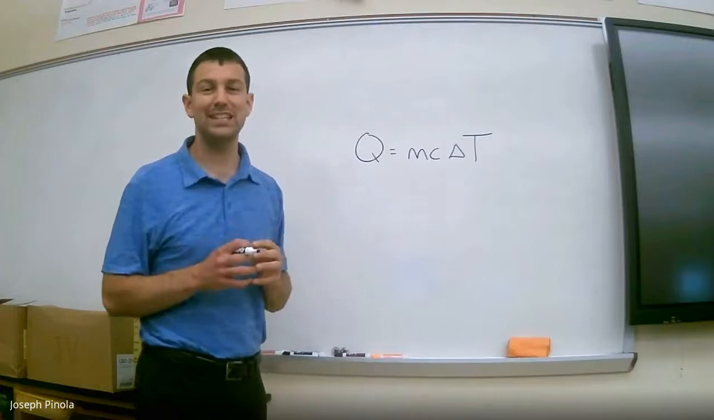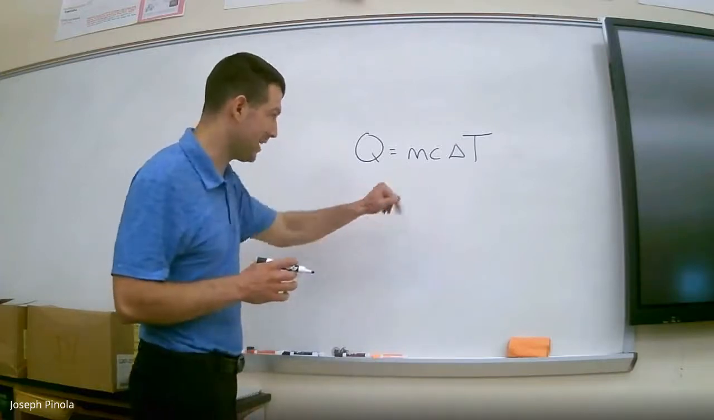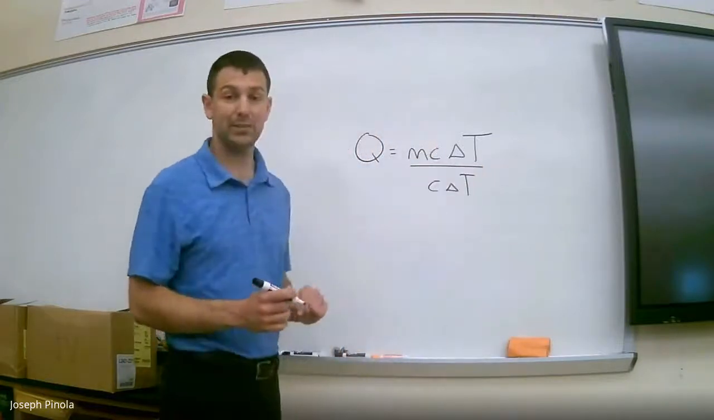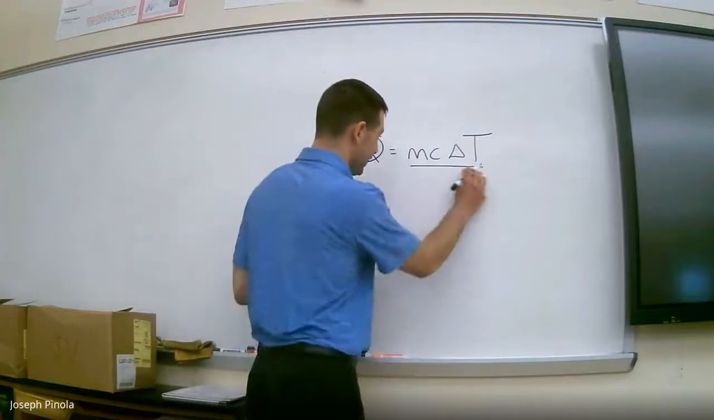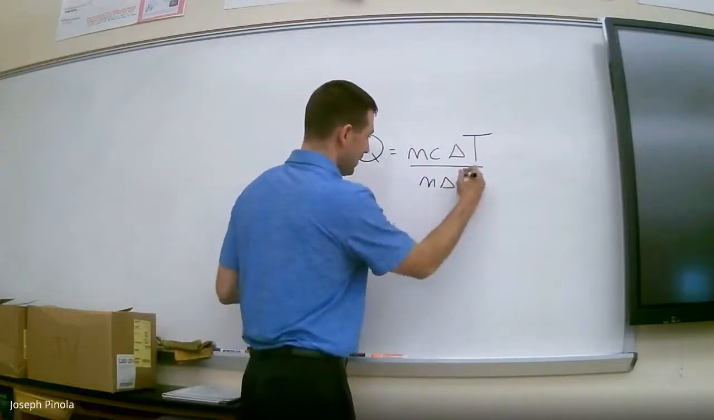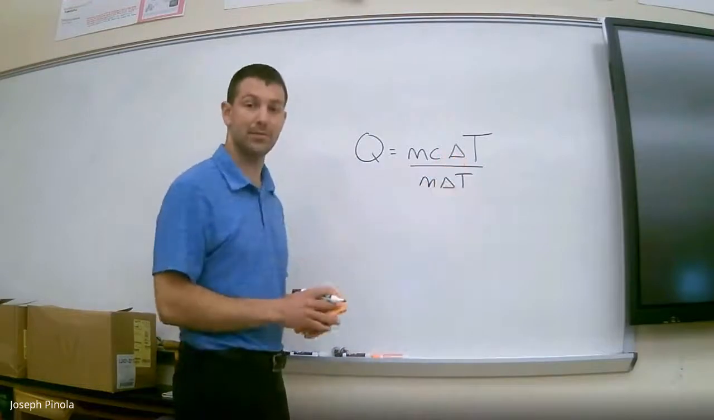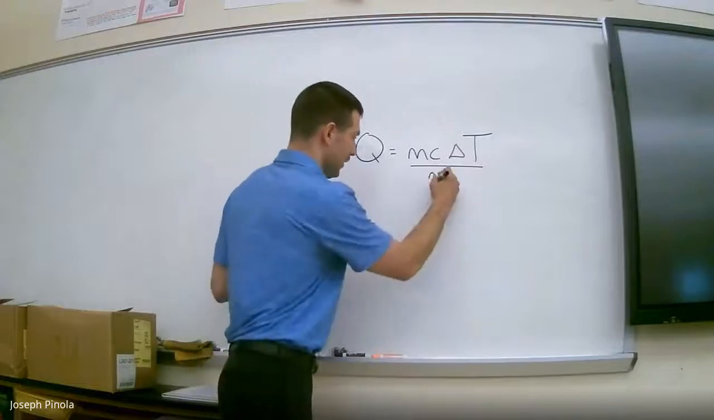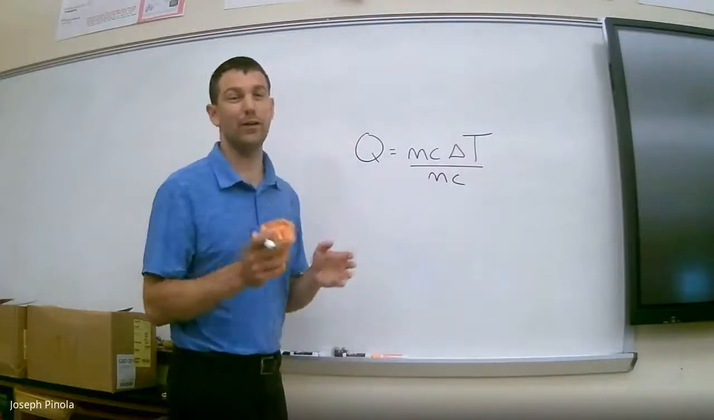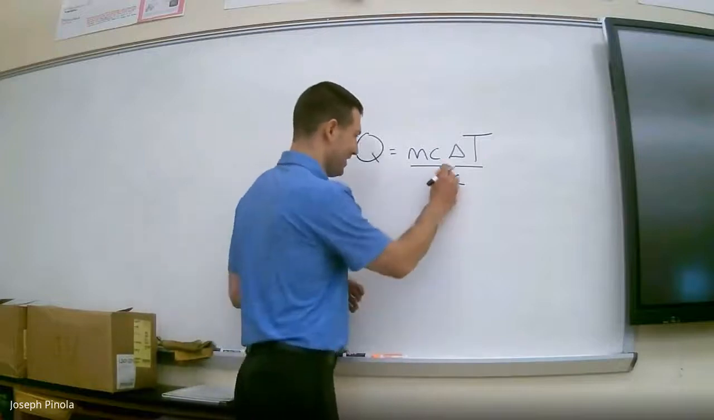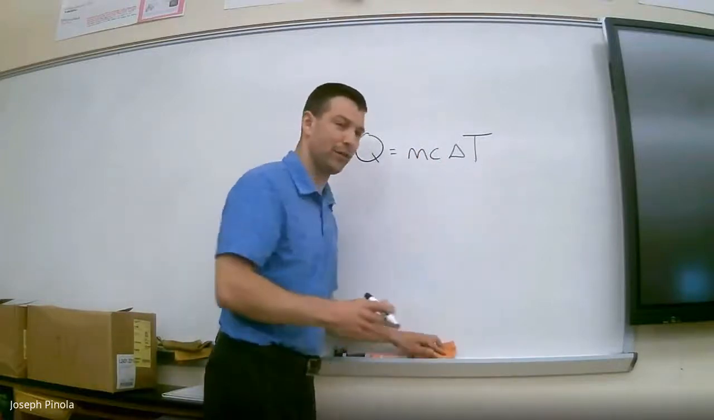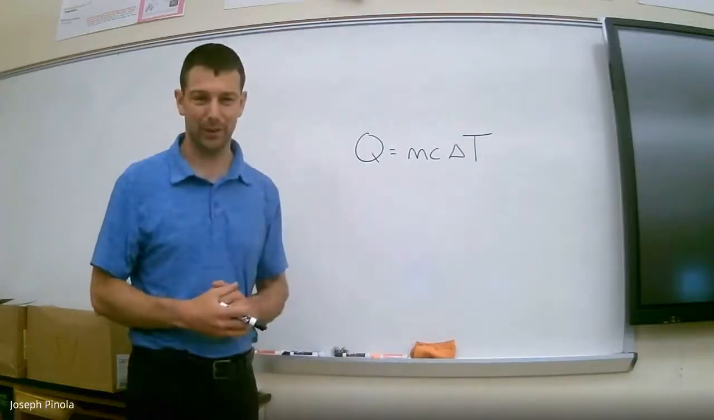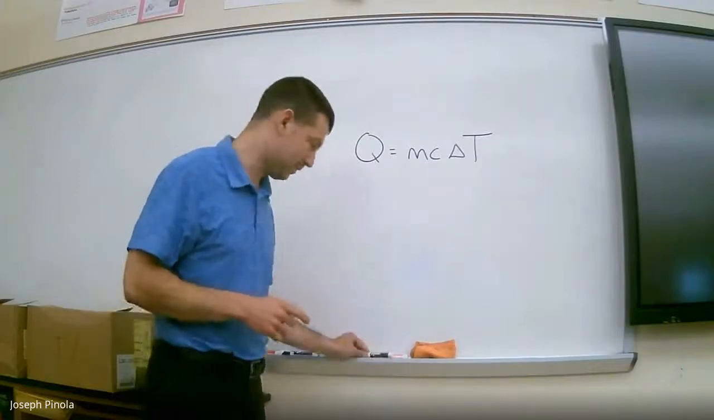It's also very easy to reorganize because if you want mass, then you have to divide by c delta T. Divide out the rest. If you want to solve for specific heat, then you have to divide by m delta T. Divide out the rest. If you want to solve for change in temperature like I just did, you will divide by mc. Very easy to reorganize this equation. Lastly, if you wanted to solve for the heat that you need to give to something, the equation is already set up for you. Just keep in mind your units.